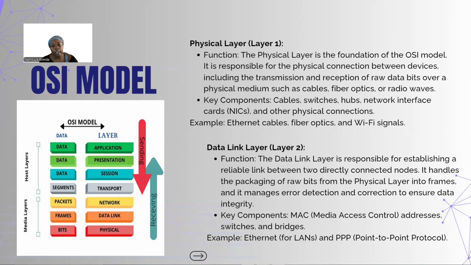So for examples, we have Ethernet, which is used for LANs. If you're having a small building and maybe you haven't set up a network, most of the time you may need to use Ethernet cables. Then you have the point-to-point protocol, which is very good. Anyway, let's continue.